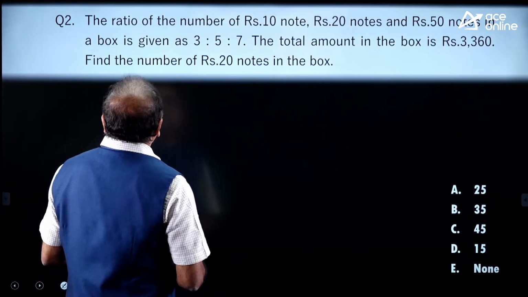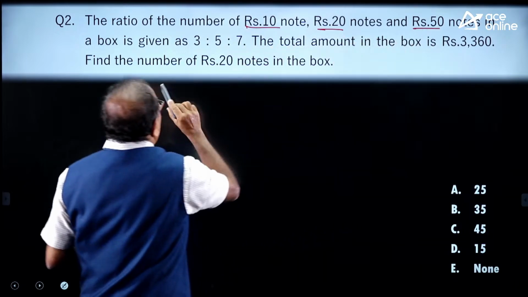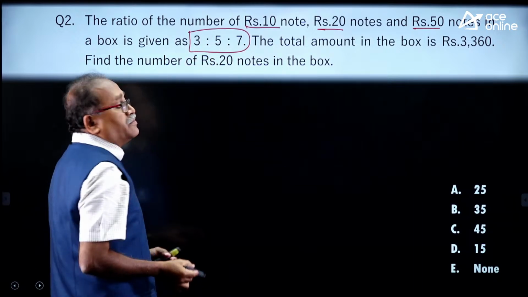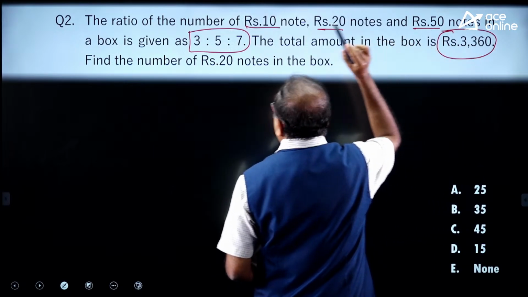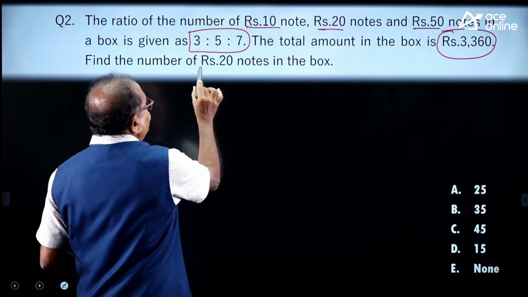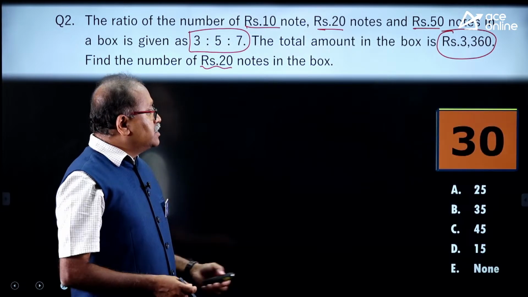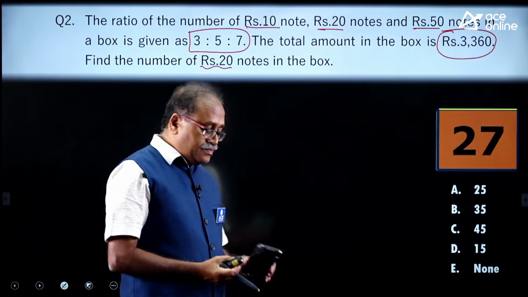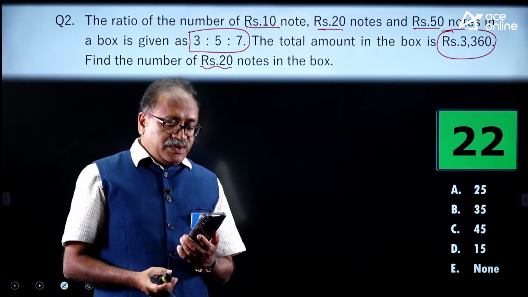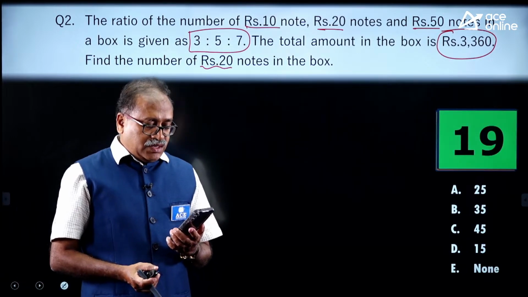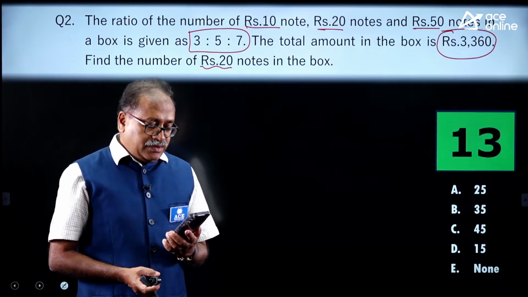Now let's move on. The ratio of the number of rupees 10, rupees 20 and rupees 50 notes in the box is 3:5:7. The total amount in the box is given. You know that it's a very commonly asked question, and you are asked to find the number of 20 rupee notes. You know how to do it. So I give you 30 seconds. Try this, my friends. It's a very, very easy question. Anyone answer the question?